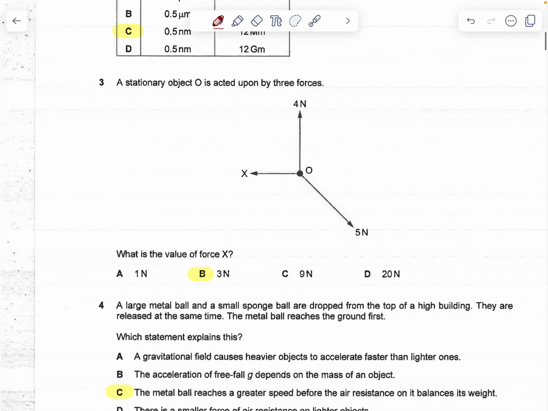Question 3. A stationary object O is acted upon by 3 forces. You have 4 newtons, 5 newtons. If you connect them into a triangle, this is 4 newtons here, this is 5 newtons, and you know it's a perfect triangle. Force X is 3 newtons.